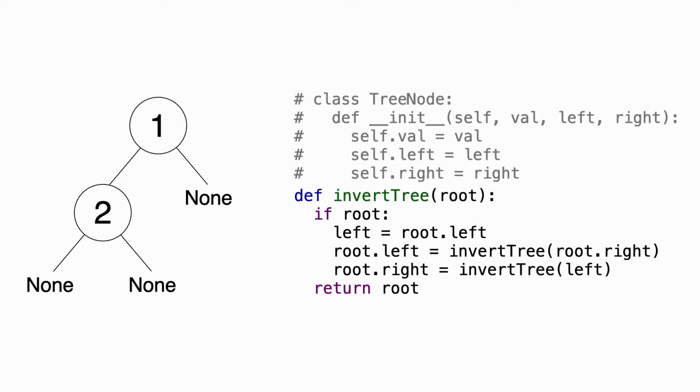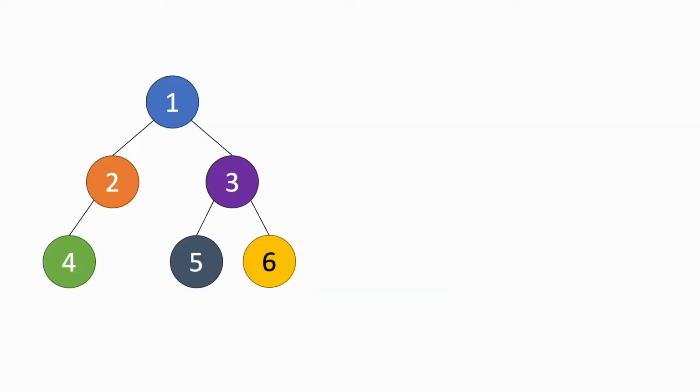Given the root of a binary tree, we need to invert the tree and return its root. So for example, if this is the tree, then we would need to invert, or in other words, flip the tree around its vertical axis. So the result would look like this.